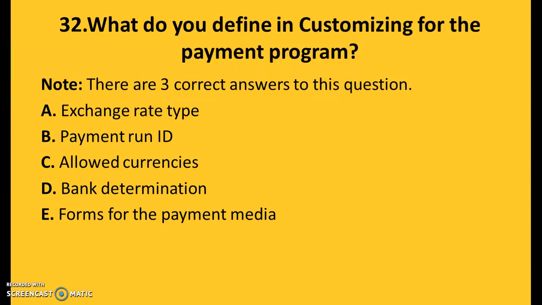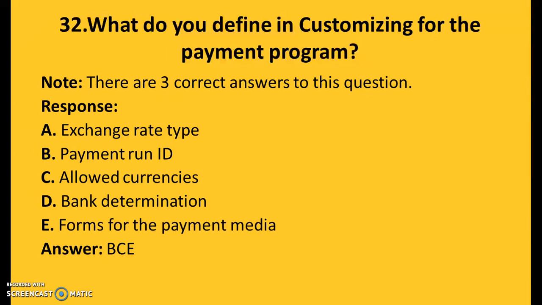What do you define in customizing for the payment program? There are three correct answers for this. Exchange rate type, payment run ID, allowed currencies, bank determination, forms for the payment media. So the three right answers are B, C, and E: payment run ID, allowed currencies, and forms for the payment media. These are the three right things when you have to know what you define in the customizing for the payment program.